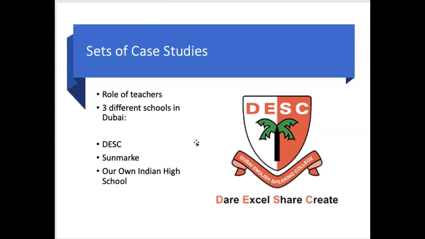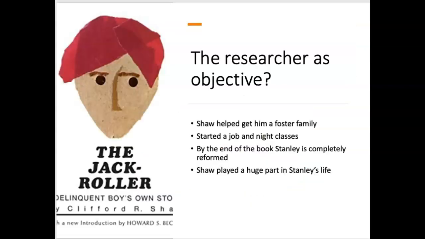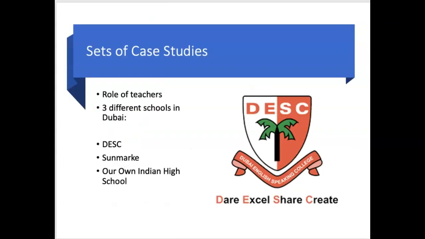Now, you can have sets of case studies, and I'm going to use a similar example to the one I used before. You could be looking at the roles of teachers, and then you could look at the roles of teachers in 3 different schools. So say we looked at Desk, Sunmark, and our own Indian high school here in Dubai. That would be sets of case studies, not like Stanley, which was a one person case study. This would be about sets of case studies together.